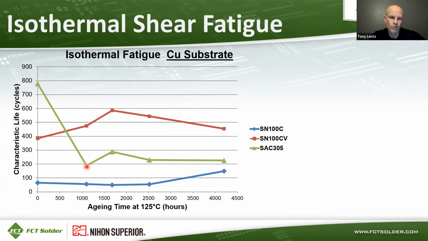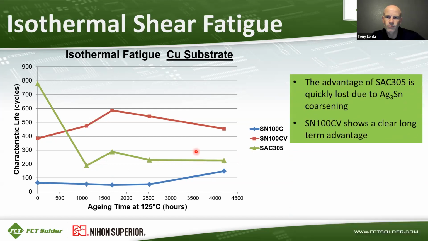loses effectiveness when it hits 1,000 hours of aging time. And then it holds that lower characteristic life over the rest of the duration of this test. So the advantage of SAC-305 was quickly lost due to that Ag3Sn particle coarsening. So in this case, S100CV shows a clear long-term advantage over SAC-305.